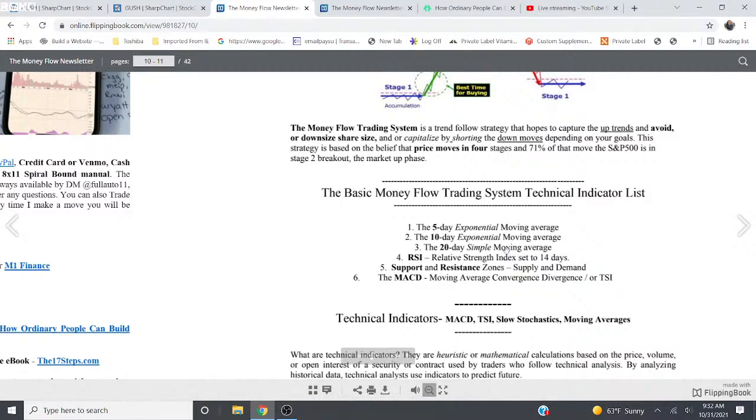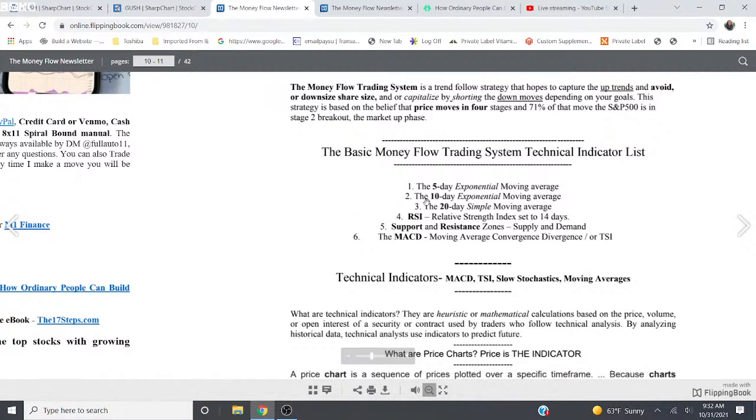Matter of fact, it's so much information, I highly doubt your brain can even comprehend it. So as we go through, it's a 5-day exponential, 10-day exponential, and they're exponential. So on my chart, you're going to see them dotted. Some of you guys have straight, solid lines. That's because you're doing it wrong. 20-day is a simple, exponential, simple. And then we got the RSI on there.